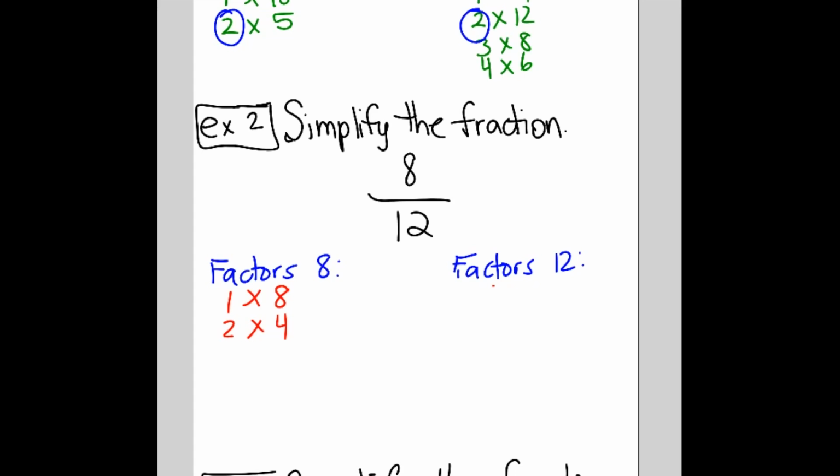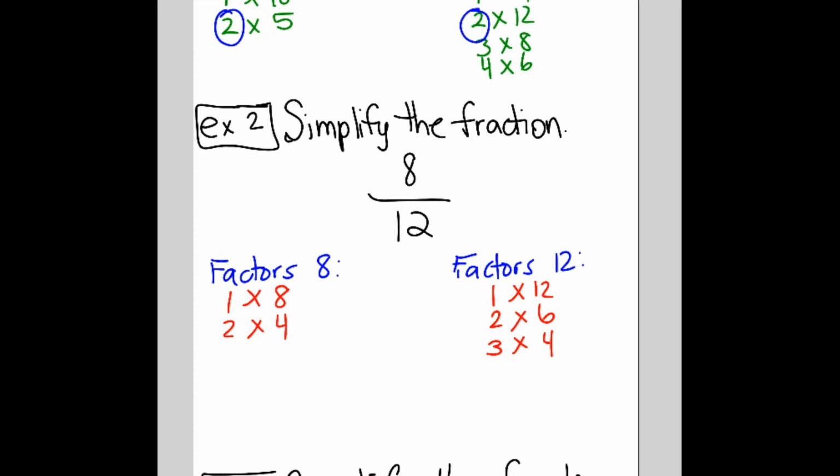Let's do the factors of 12. 1 times 12. Notice that I always start with my 1. 12 is also an even number, so 2 times what gives me 12? 2 times 6. What about 3? 3 times what gives me 12? 3 times 4. Does 5 times anything give me 12? No, it does not. 6 we already have. Does 7 times anything give me 12? No, it does not. 8 times anything gives me 12? Nope. 9? No. 10? No. 11? No. And we already have the 12. So those are our factors that we're working with now.